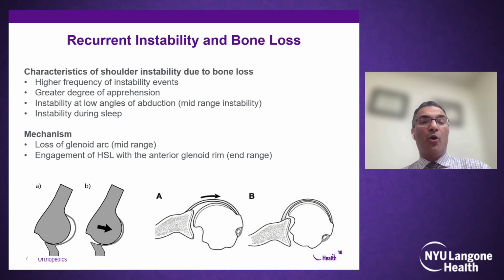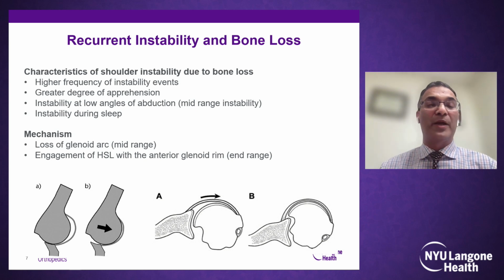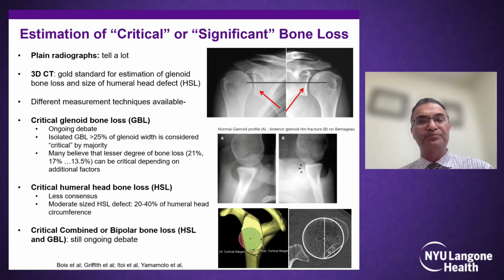With bone loss, you can also have an end range instability, especially if the bone loss is largely restricted to the Hill-Sachs side, in which the Hill-Sachs is very medially placed. In these cases, the engagement of the Hill-Sachs with the anterior glenoid rim is what is going to cause instability and can present in higher degrees of abduction and external rotation compared to mid-range instability.